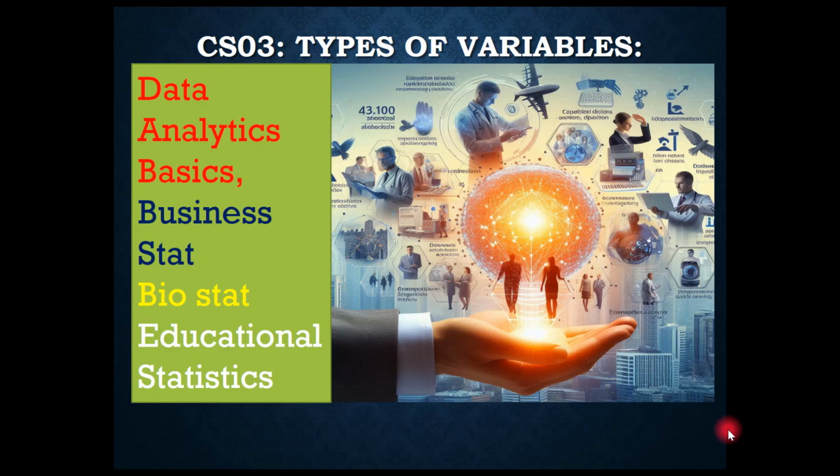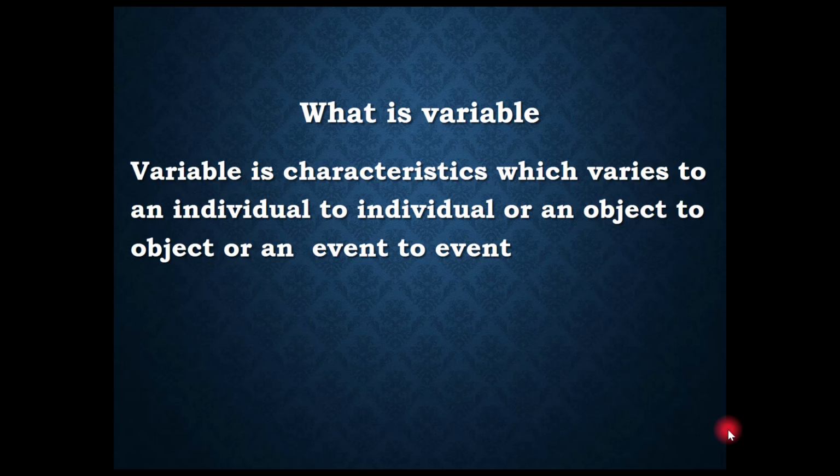Understanding the types of variables is crucial because they determine the types of statistical method and analysis that can be applied to your data. So moving forward, first of all, let's learn what a variable is. A variable is a characteristic which varies from individual to individual, or object to object, or event to event. I have discussed in detail in my video CS02, the sample and the population, the meaning of individual to individual, or object to object, or event to event.